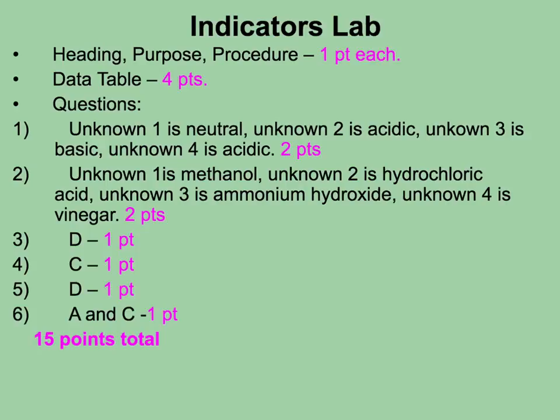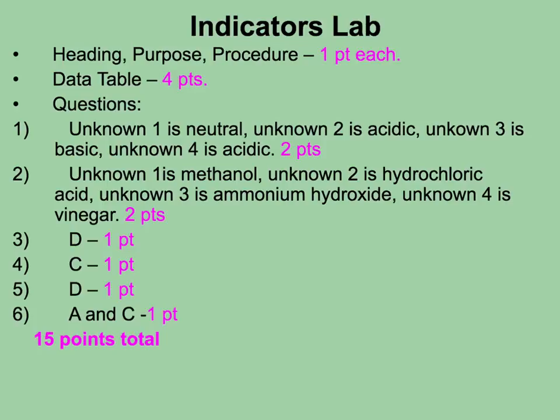The second question asked you to identify each of the unknowns based on the 4 substances that you were given. So they're half a point each, and again, it's based on accuracy. Unknown number 1 is methanol, since it was closest to being neutral. Unknown number 2 is hydrochloric acid, because it was acidic and it was actually a stronger acid than number 4. Unknown number 3, because it's basic, would be ammonium hydroxide. And unknown number 4 is vinegar, because it's acidic, but it's less acidic than the HCl.